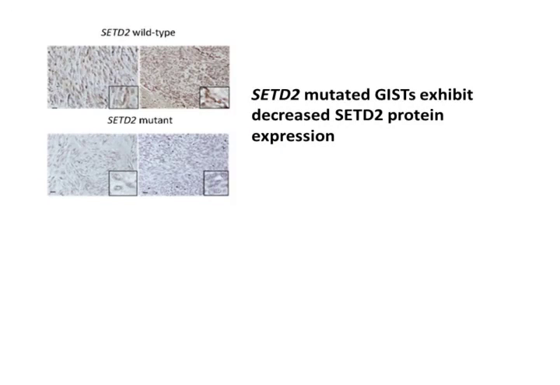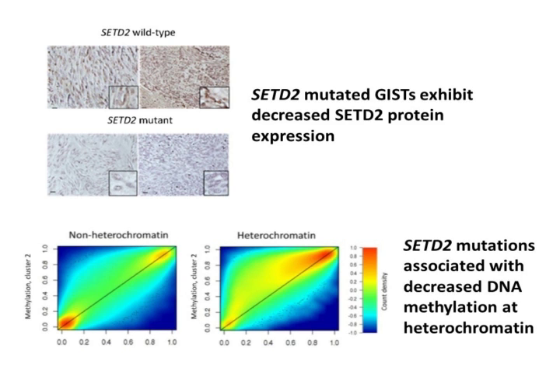First, we found that tumors with SETD2 mutations indeed exhibited lower SETD2 protein expression. These tumors also exhibited genome-wide DNA hypomethylation specifically associated with heterochromatic regions. At the functional level, we were able to silence SETD2 in GIST cell lines, and we discovered that upon SETD2 silencing, these cell lines exhibited increased genomic instability, DNA damage, and sensitization to treatment.